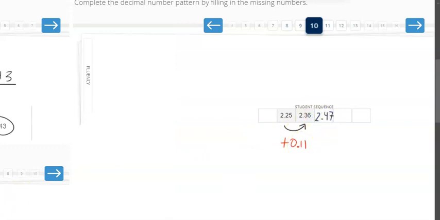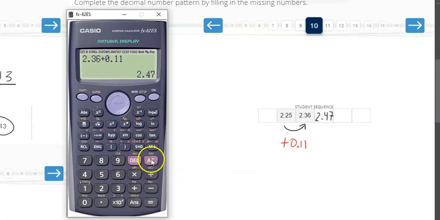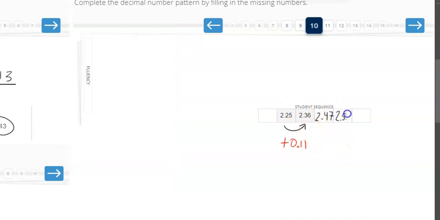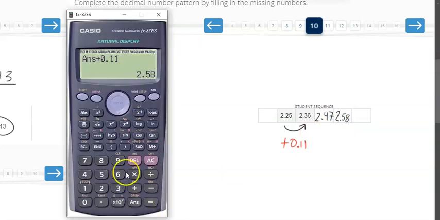2.47. Now, when you get up to this part, you actually don't have to clear it and put 2.47 plus. We can just go ahead and go plus 0.11 straight away. Now my calculator has been set on default to come up with the fraction of that answer because I'm so used to fraction. So you might have to get used to pressing the SD button if this happens for you as well. 2.58. So the next number is 2.58. And then again, plus 0.11, 2.69.